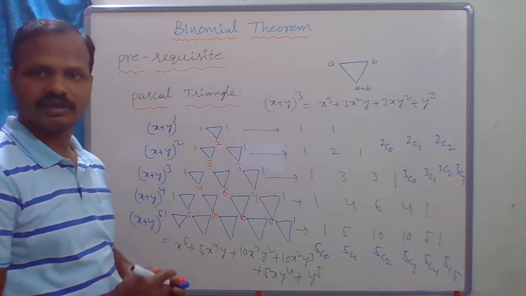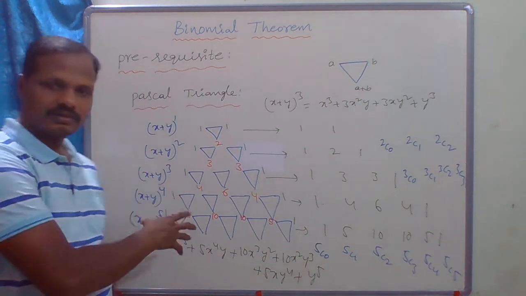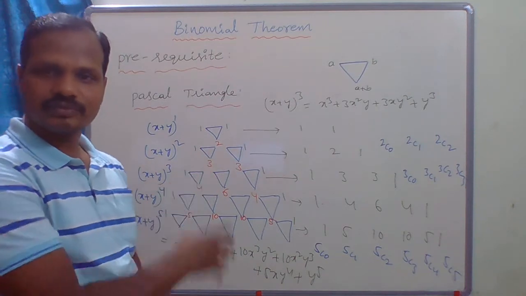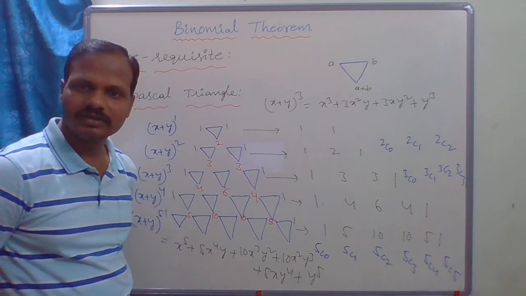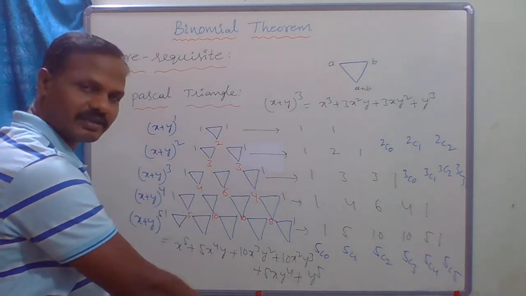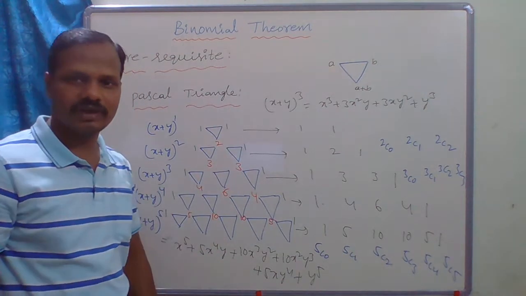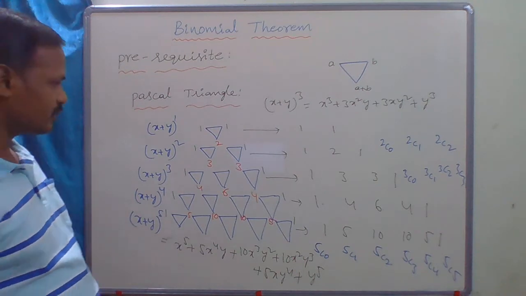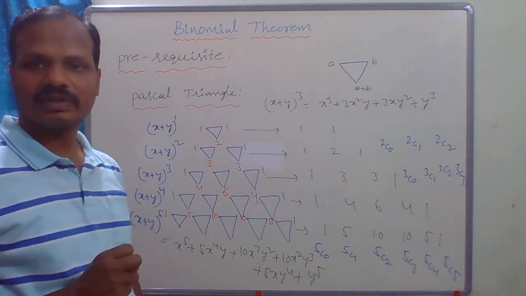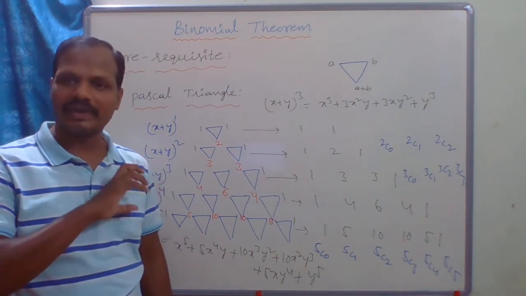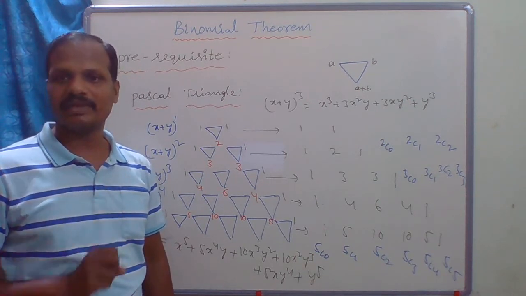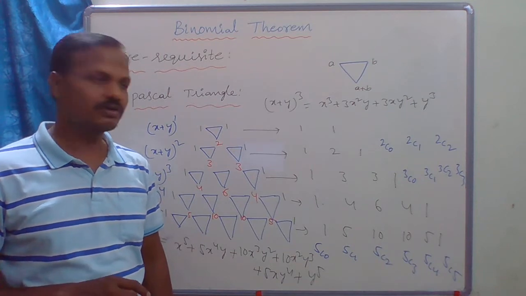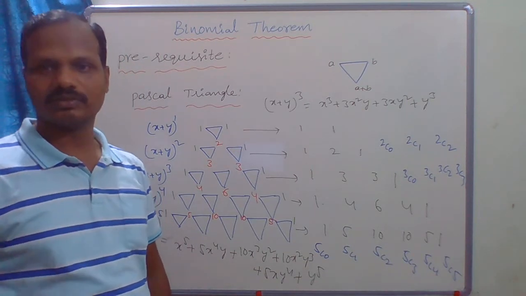Clear? That's all. But if I ask for x plus y power 20, how many times would you have to write this Pascal triangle? It is quite difficult. So that's why we will give one formula for binomial expansion. So what is that binomial expansion?